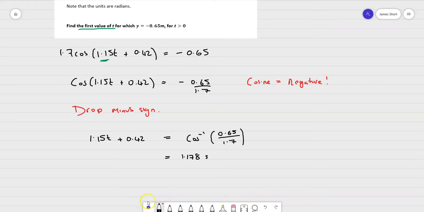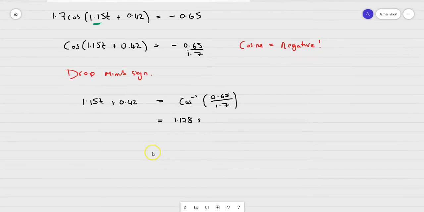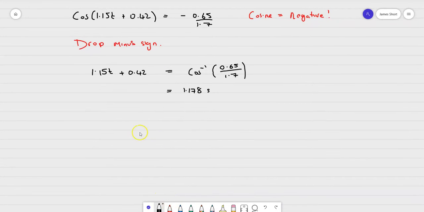Okay, so now we're going to do our CAST. So let's draw this. I'll try and draw this as neatly as I can. It'll have to do. So we've got CAST here. Now because cosine is negative, we're going to be in these two quadrants, because in quadrants 1 and 4, cos is positive. So in quadrants 2 and 3, we know that the cosine is negative.